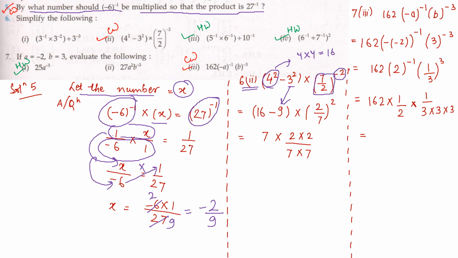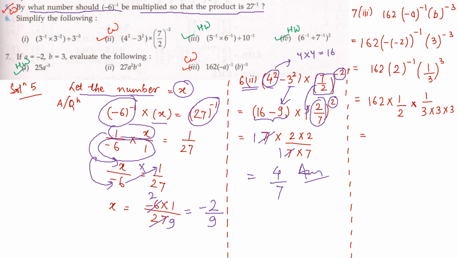Can you see the minus 2 here? So what I will do, I will invert the number. 7 by 2 we will make 2 by 7 and the power will be positive. So 16 minus 9 is 7. 7 into 2 into 2 by 7 into 7. 7 ones are 7. 7 ones are 7. What is left is 4 by 7, that is your answer.